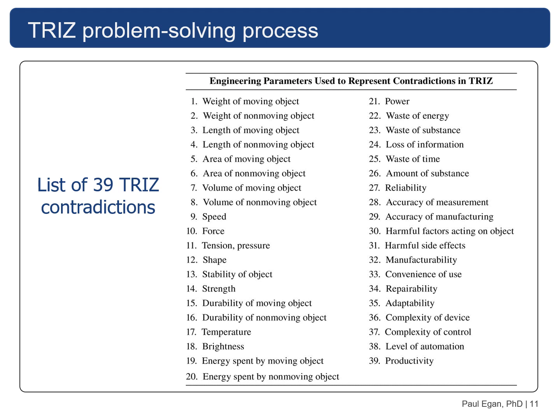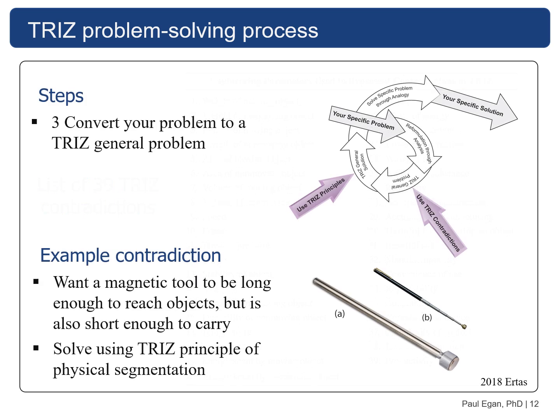So here you might want to say weight of moving object, number 1, that's what you want to improve. But number 32, manufacturability, you don't want that to be any worse as you move forward with your system. And so the next step is to convert your problem to the TRIZ general problem.